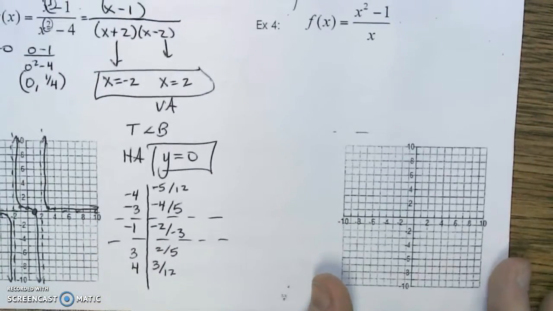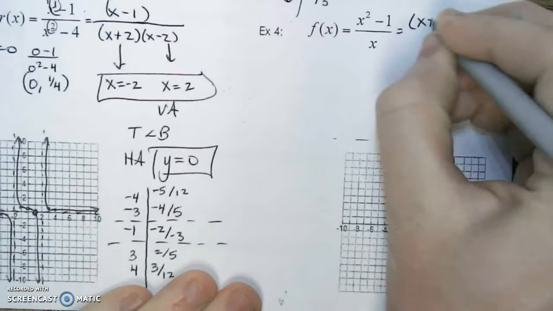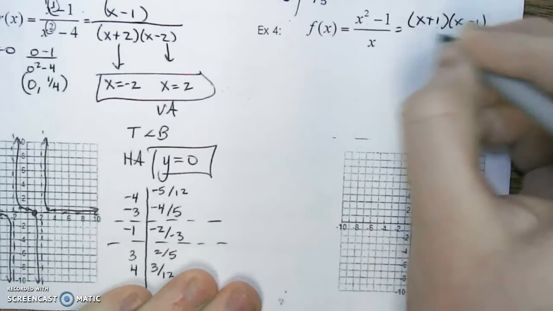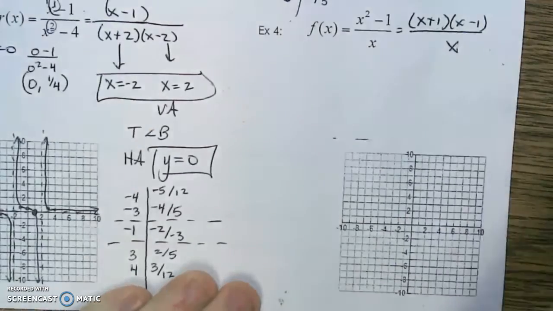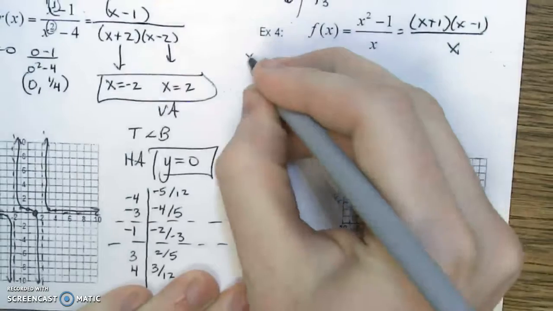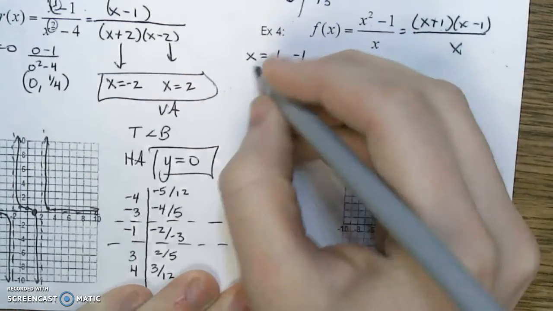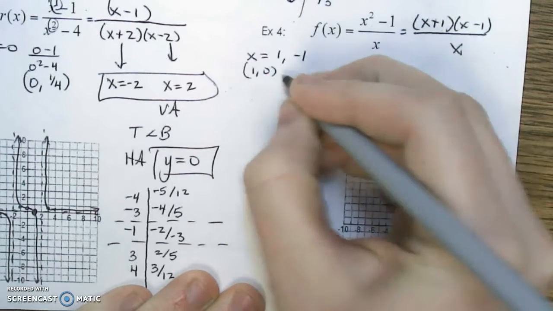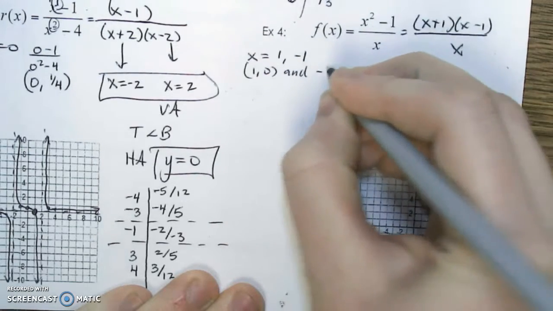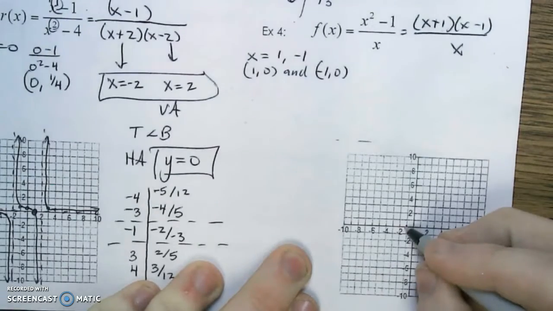Example 4: if you factor the top, you've got a difference of two squares. And then if we set the top equal to 0, we're going to get x equals 1 and negative 1. So we're going to have (1, 0) and (-1, 0). So we could put those on the graph.